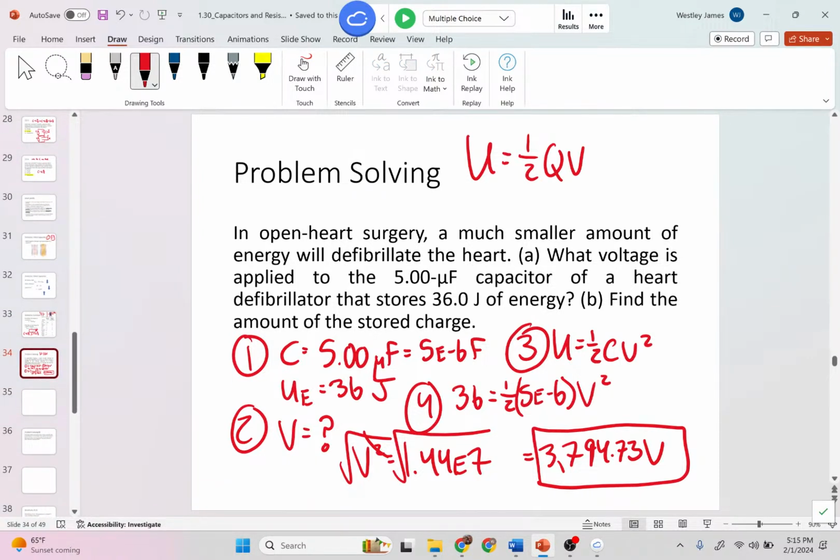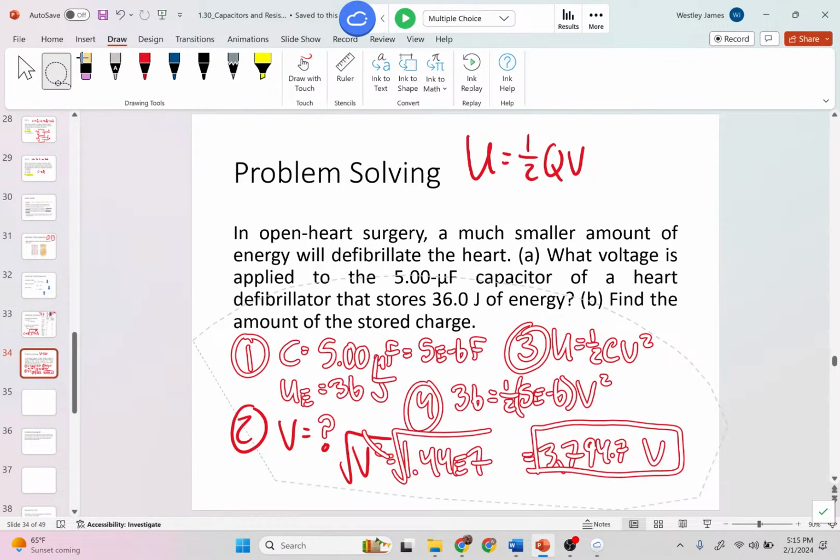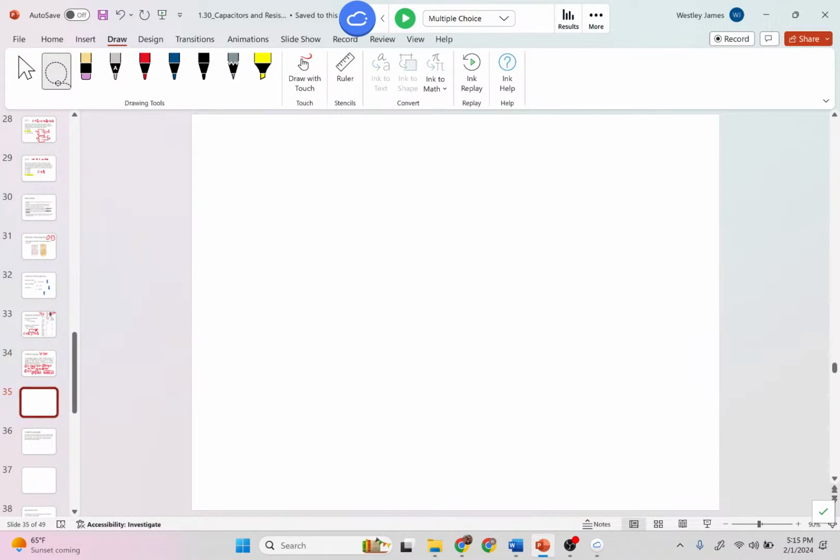Okay, it says find the amount of stored charge at this point. Super easy. The last step is super easy. C equals Q over V is the other equation we're going to use. We have C, we have V. Just solve for Q. So that's the second equation we're going to use, now that we have voltage. So I'll go ahead and just copy all this to the other page that I already have prepared. Boom.